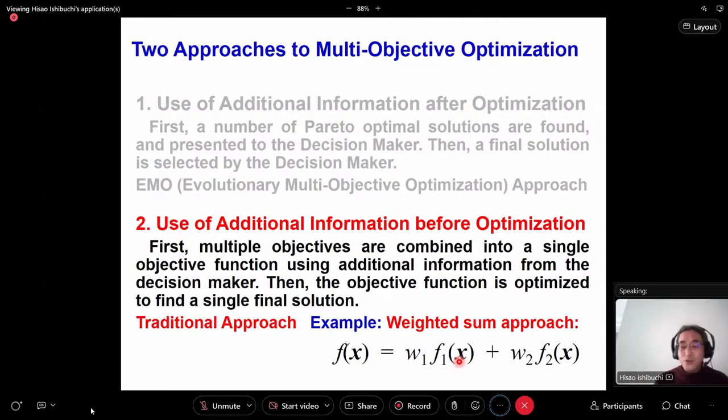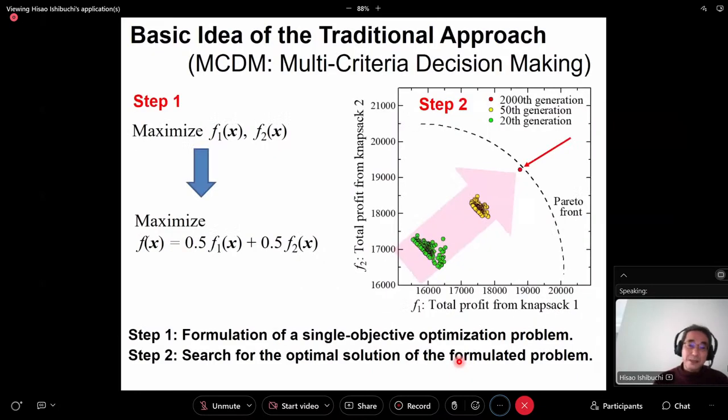This is a very old approach. However, this is the most frequently used approach even now. In the first step, the two objectives are combined into a single objective function. In this case, we use the weighted sum approach, and the weights are 0.5 and 0.5, the same weight. Then this combined function is optimized.